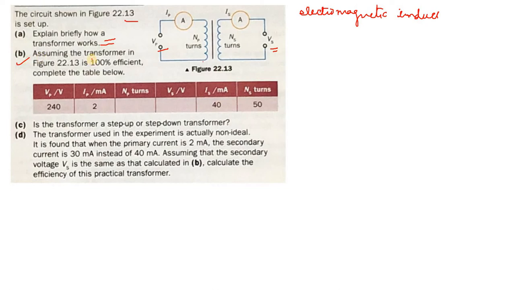Now let's see question number B. Assuming the transformer is 100% efficient, complete the table below. 100% efficiency means what? Just now we have discussed that power in will be equal to power out. What is in? It is your Vp Ip, which is equal to Vs Is. So based on the data they have given you Vp, let's put it, 250 into Ip. What is Ip you have? It's 2, equal to Vs, which you don't know.